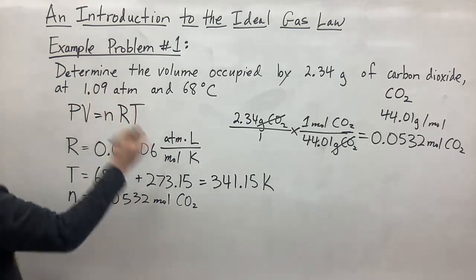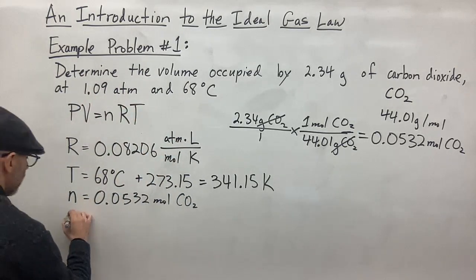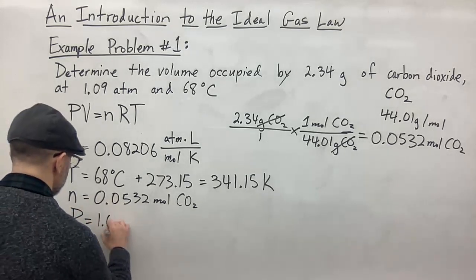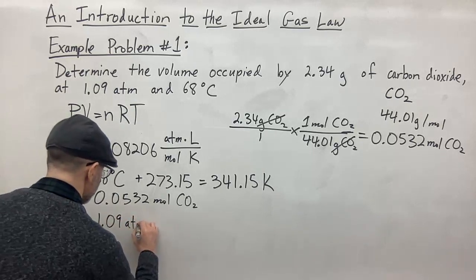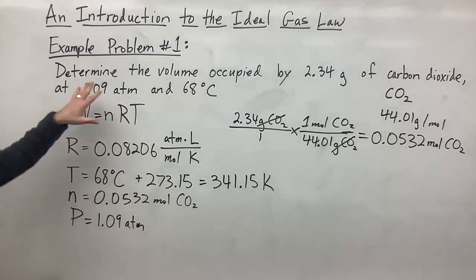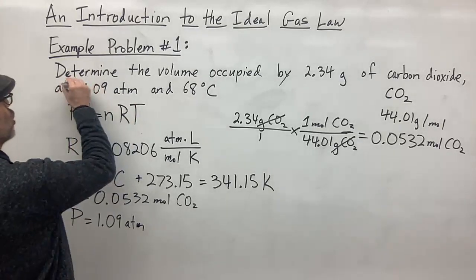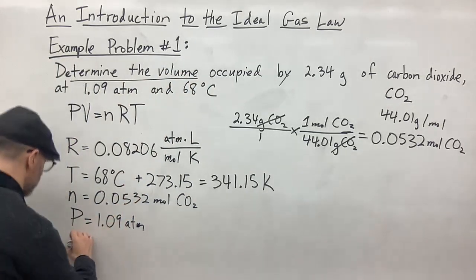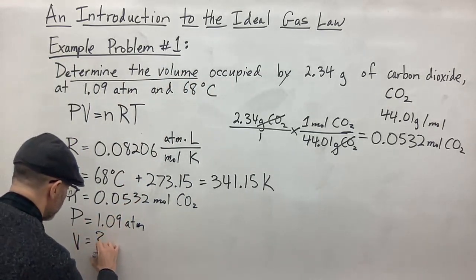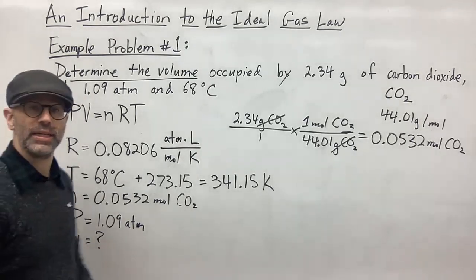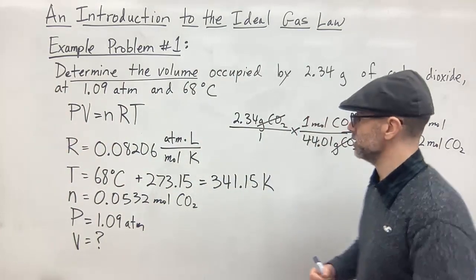And the pressure, they already give me in atmospheres, which is fine. I don't need to do any conversion for that. So P is equal to 1.09 atmospheres. And what are they asking for? They're asking to determine the volume. So I need to find the volume. So V is a question mark. I have everything that I need except for V. So now all I need to do is just plug it into the equation and solve.